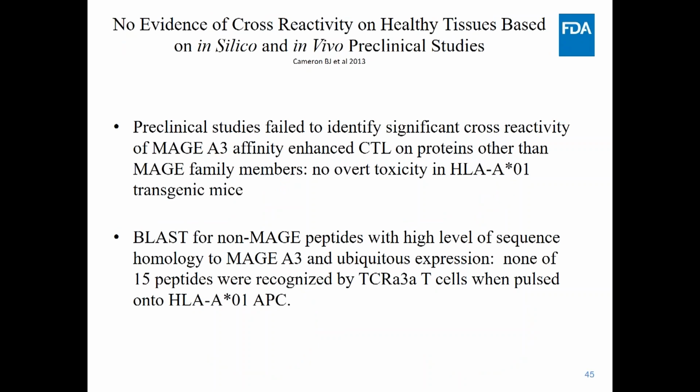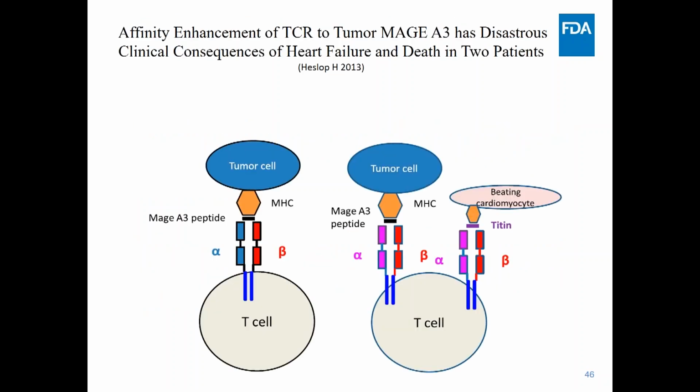The preclinical studies failed to identify significant cross-reactivity of these affinity enhanced CTL on proteins other than MAGE family members, which are not expressed in the adult in general. There were no overt toxicities in these animals. A BLAST search for non-MAGE peptides with a high level of sequence homology revealed no high level of cross-reactivity by these enhanced T cells. However, when these enhanced T cell receptor TILs were put into patients, there was a disastrous clinical consequence: heart failure and death in 2 patients.